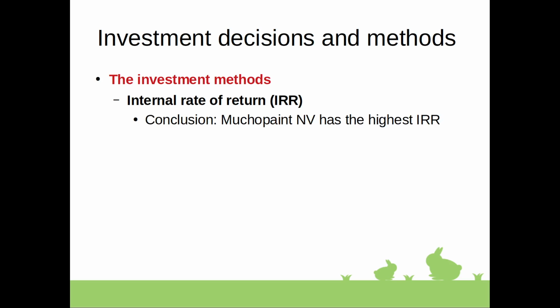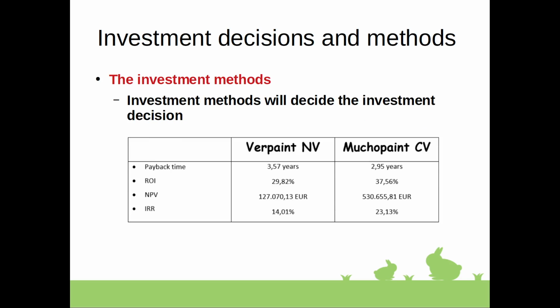Now, the conclusion of all of these methods, so the payback method, the return on investment, the NPV, and the IRR, well, if we bring them all together, we can see that every single time Mutual Paint has better numbers because payback time, the shortest time, was the best. That's why Mutual Paint wins. For the other three, the highest amount wins. So Mutual Paint always wins in these cases.